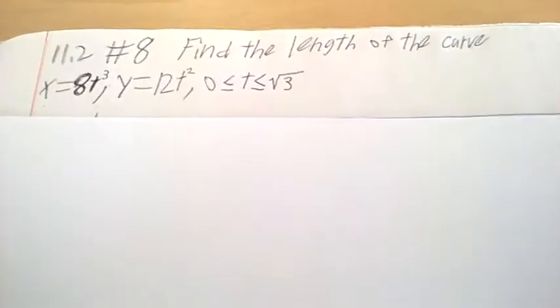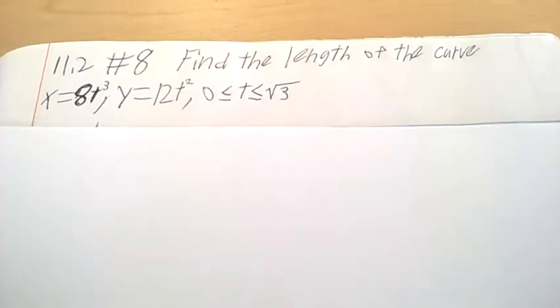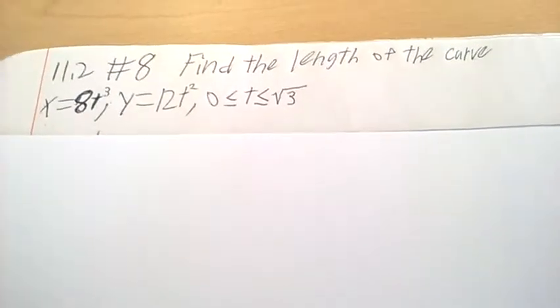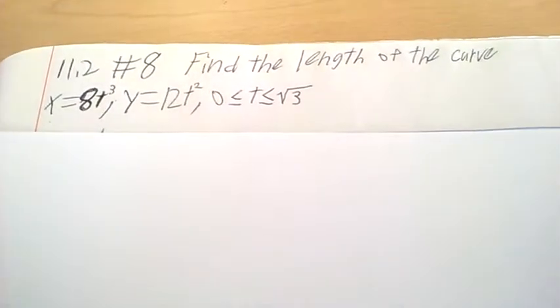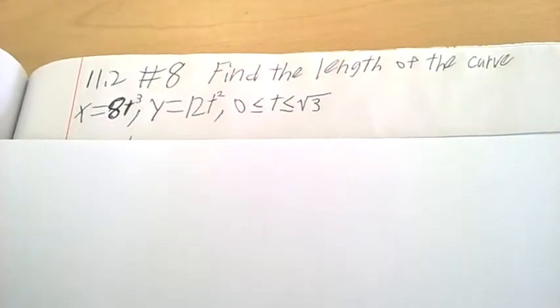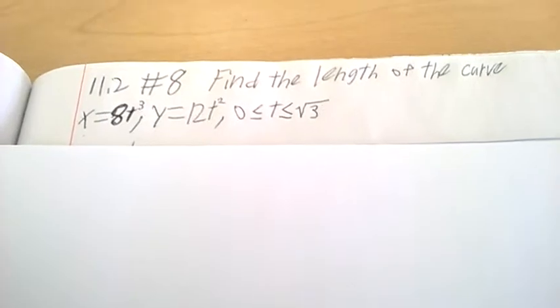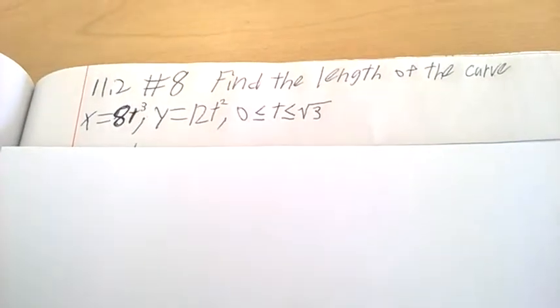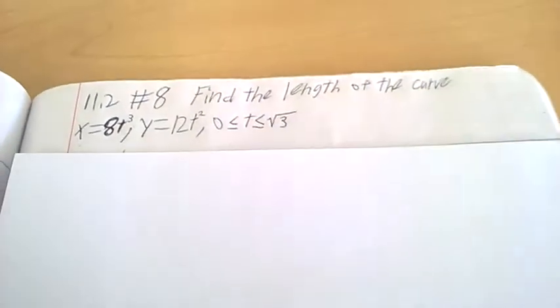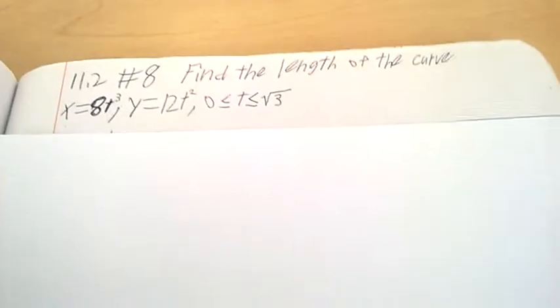My example is section 11.2, number 8. We're finding the length of the curve x equals 8t cubed, and y equals 12t squared on the interval 0 ≤ t ≤ square root of 3.